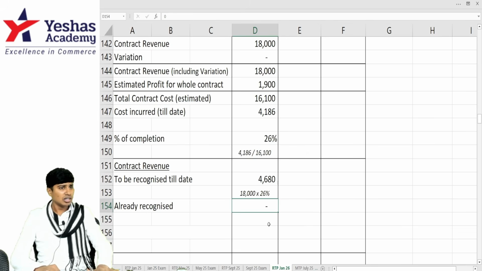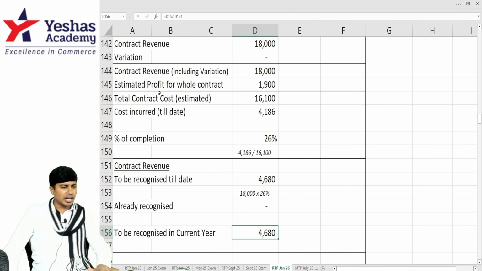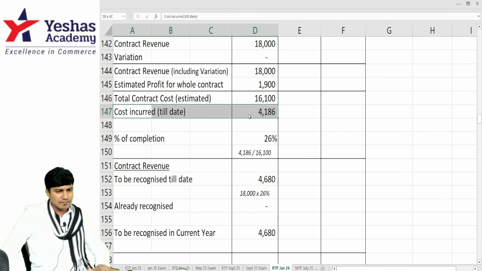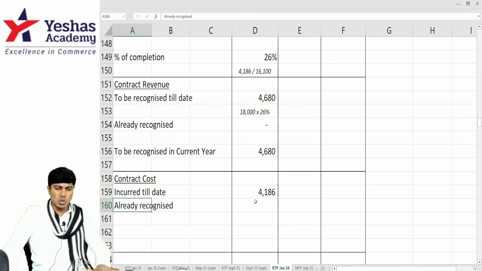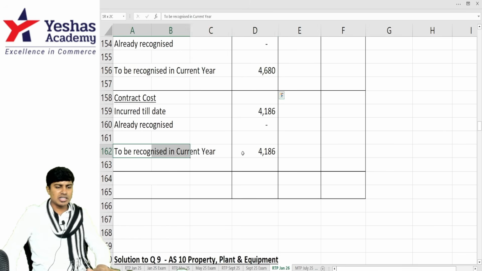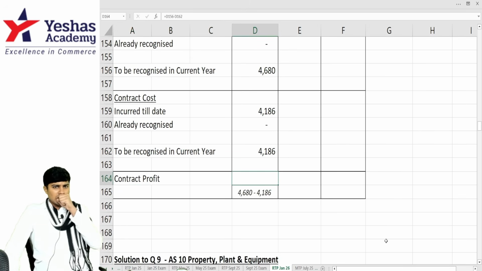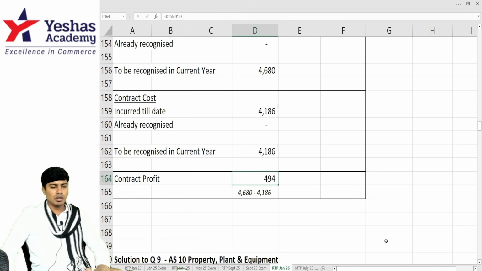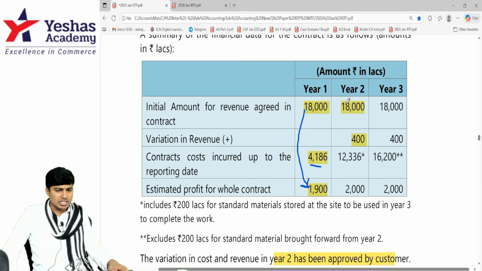Any revenue already recognized? No. What is the revenue to be recognized in year 1? 4,680. How much is the contract cost incurred in year 1? 4,186. How much is the contract cost incurred till date? 4,186. Any already recognized? No, 0, because this is year 1. To be recognized in year 1, 4,186. Revenue is 4,680. Cost is 4,186. Profit is 4,680 minus 4,186. What do we get? 494.